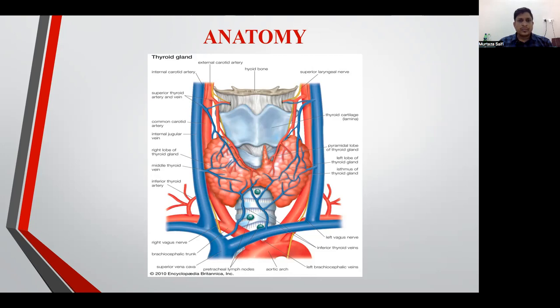And the branches, the draining veins. You can see the inferior thyroid artery and the brachiocephalic trunk. You can also appreciate the right vagus nerve in between the artery and the vein. And then on the right side, you can see the superior laryngeal nerve also.